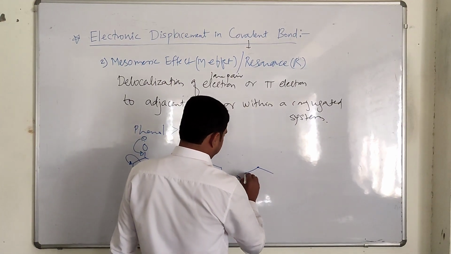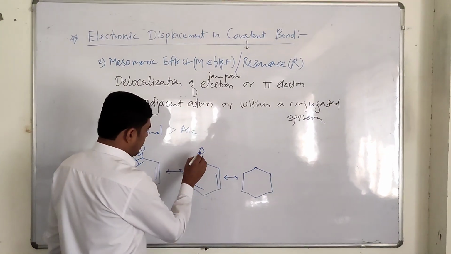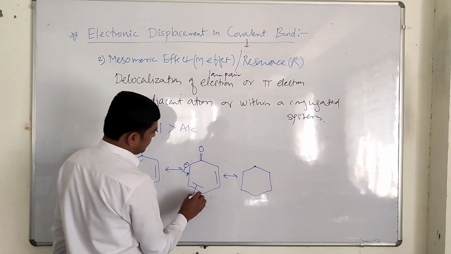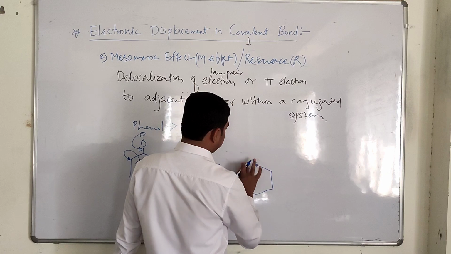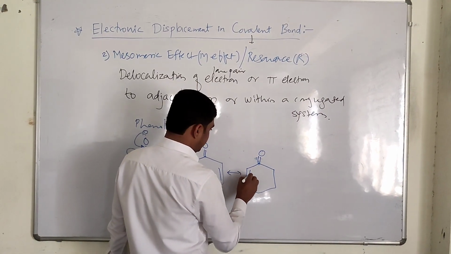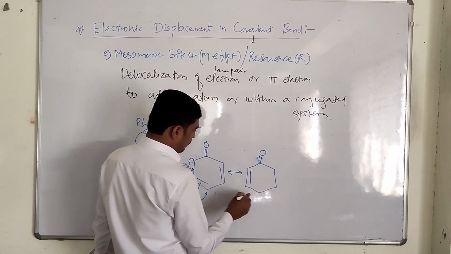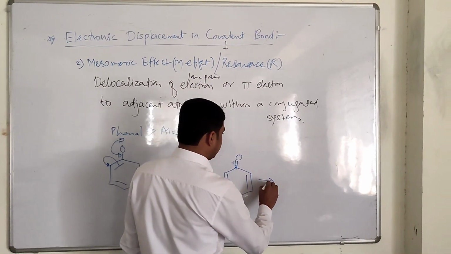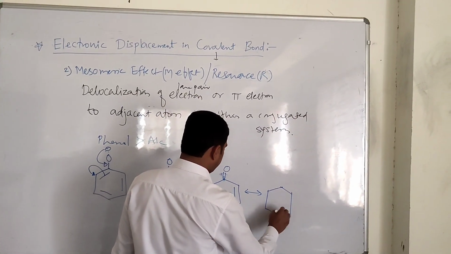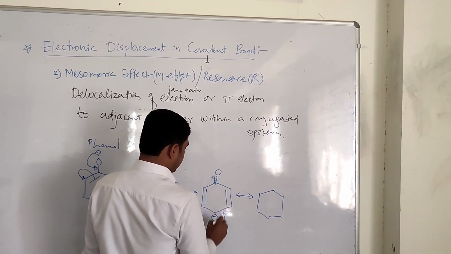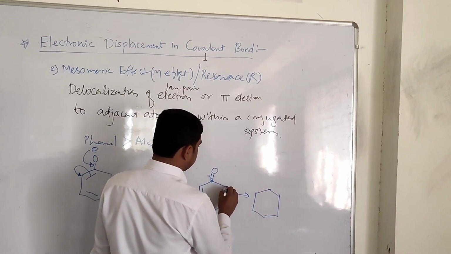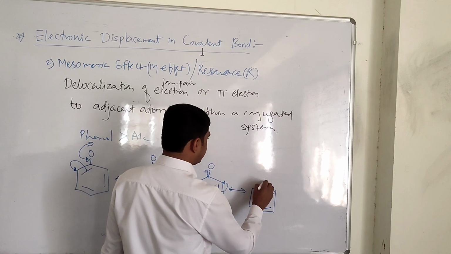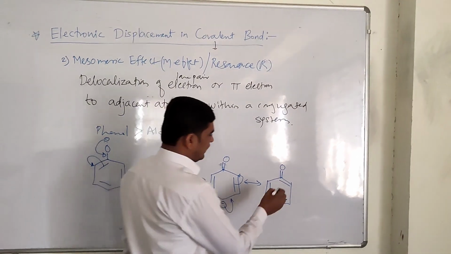Then next step, here you can see this electron moves to this position, again shifting. C double bond O as it is, and this bond moves to this position, with a negative charge here. This is another canonical or resonating structure. In the next structure, this electron moves to this position and this bond shifts to the next position. Here C double bond O as it is, and this is the last step.